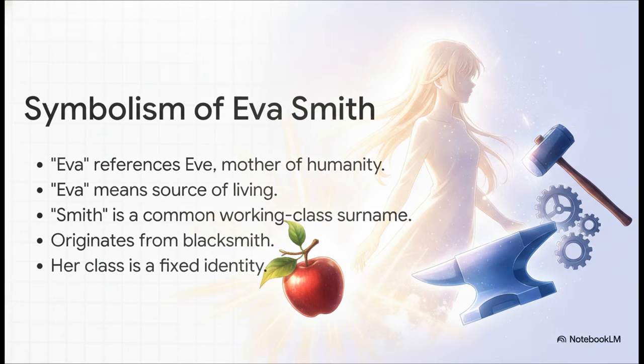Then you have her surname, Smith. That was literally the most common working-class surname in Britain, originating from blacksmith. So the crucial takeaway here is that Priestley specifically constructed her name to represent all of working-class humanity. She is the source of living, whose fixed, completely inescapable class identity eventually drives her to just give up on existence.